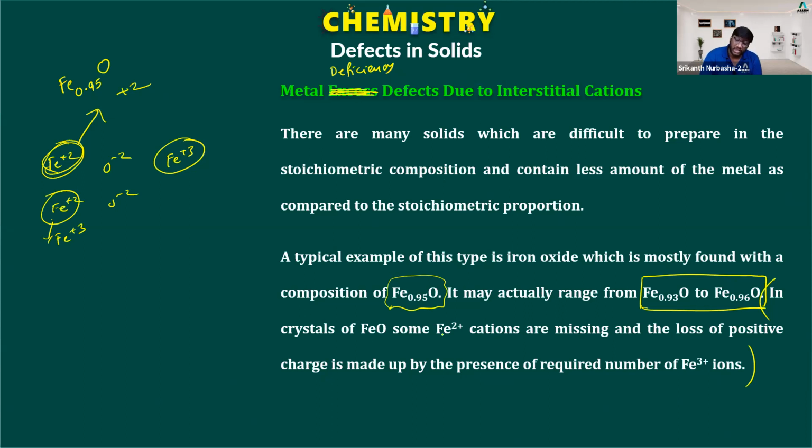So in crystals of FeO, some Fe+2 cations are missing. For one cation missing, 2 Fe+2 have to be oxidized to Fe+3. And the loss of positive charge is made up by the presence of the required number of Fe+3 ions. Is that clear?